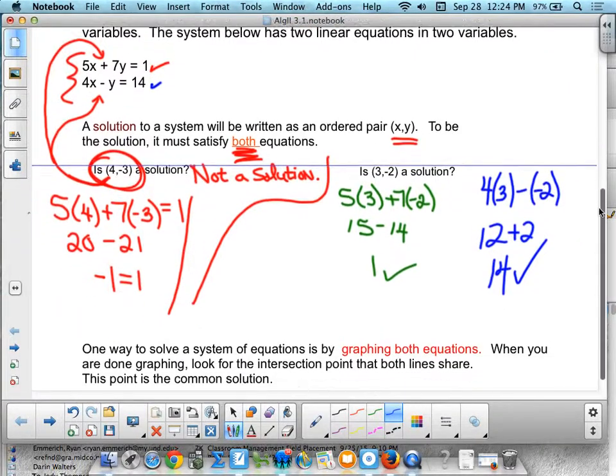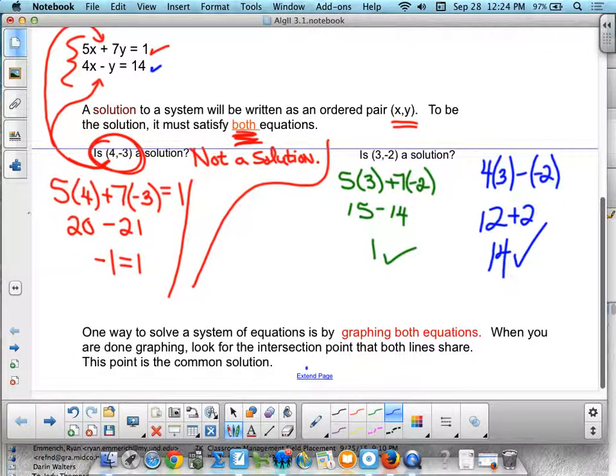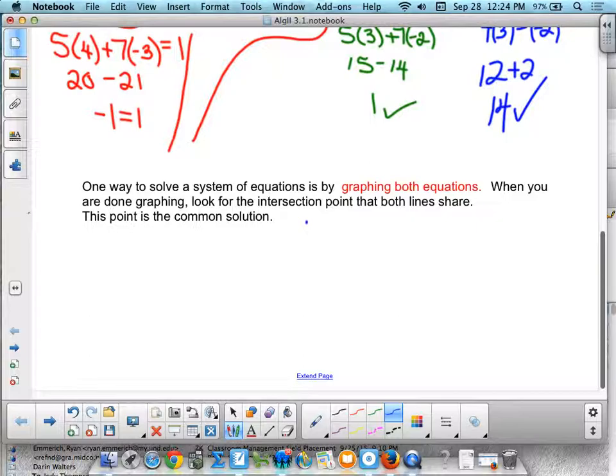Okay, so let's go down further. Right here it says one way to solve a system of equations is by graphing both equations. When you are done graphing, look for the intersection point that both lines share.